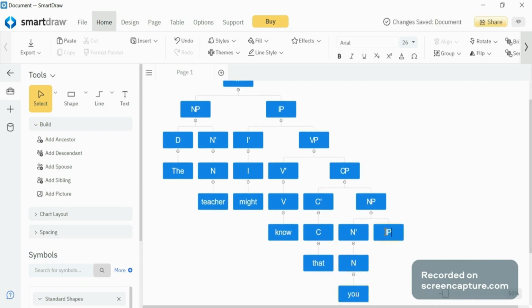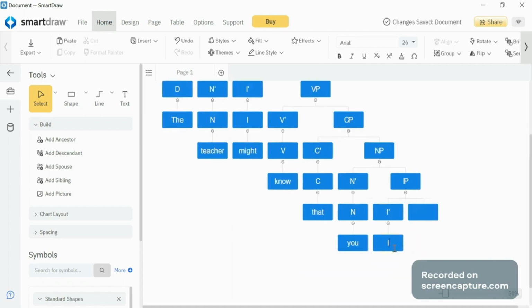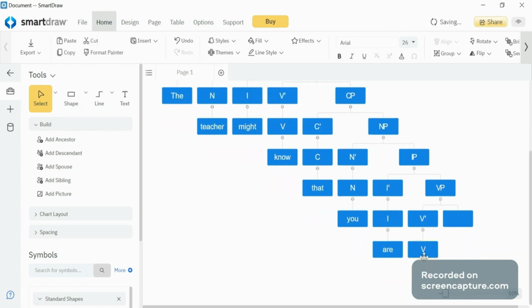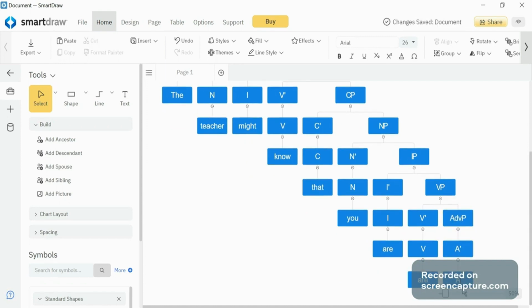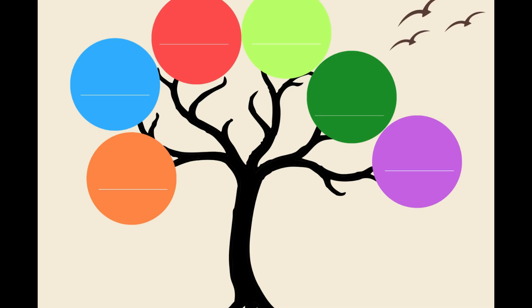The CP also splits into noun phrase and inflectional phrase. The I bar changes into I, which becomes are. The verb phrase splits into V bar and adverb phrase. The V bar divides into V, which becomes trying. The adverb phrase splits into A bar and A, which becomes hard. Putting it all together, we get the full X-bar tree for the sentence.